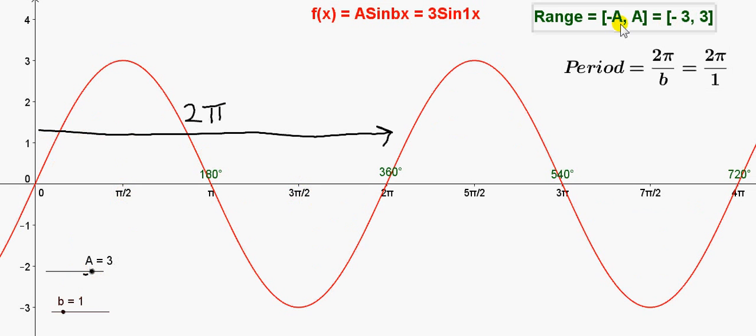So we're multiplying the y values of all the points by 3. So the range is from -a to a. So if a is 3, the range is from -3 to 3. Notice that the period doesn't change. The period is still 2 pi.